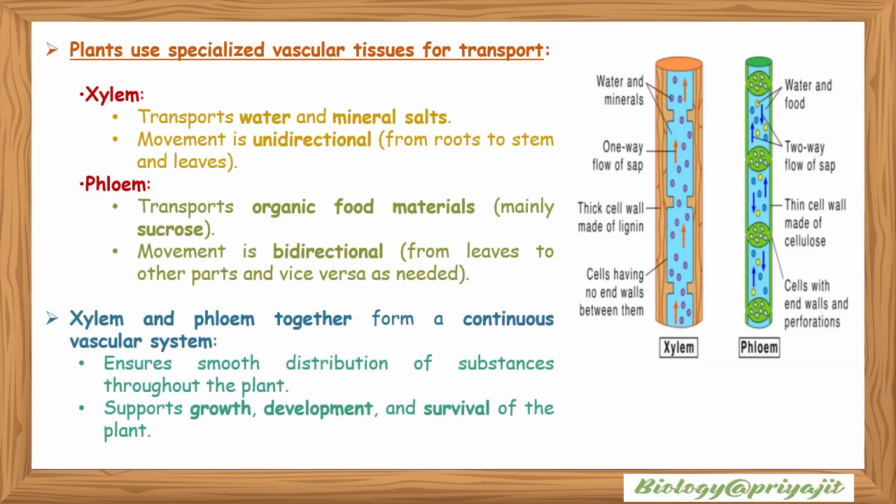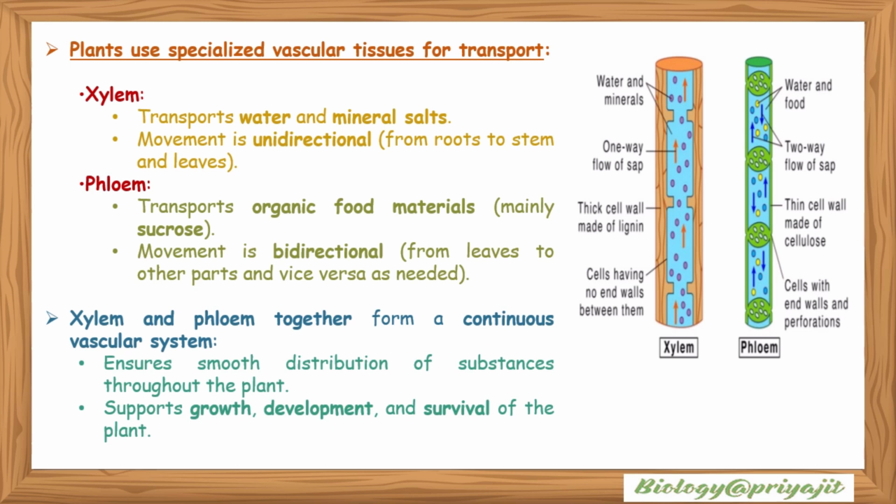Plants use specialized vascular tissue for transport. Xylem transports water and mineral salts. They transport unidirectionally, that is from roots to stem and leaves. Phloem transports organic food materials, mainly sucrose. Here movement is a bidirectional process, from leaves to other parts and vice versa as needed. Both xylem and phloem together form a continuous vascular system. It ensures smooth distribution of substances throughout the plant. It supports growth, development and survival of the plant.